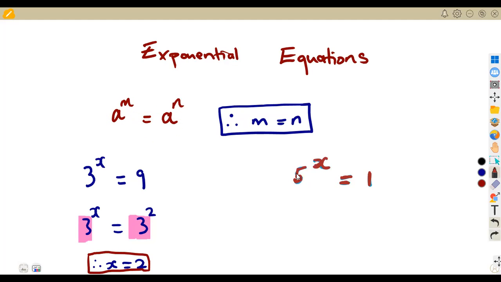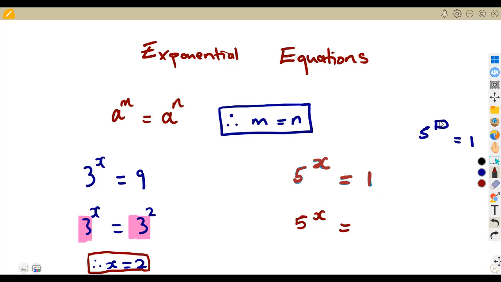Already 5 is a prime number. So there's no way I can write it as a 1, as this one. But I can go back to this one. I can write this one as a number, which is 5. But it must be to the exponent of what? So that I get the same one that I'm seeing here, because I have to write it in terms of 5, because 5 is a prime number and it's already in simplest form. So which exponent am I going to use here?